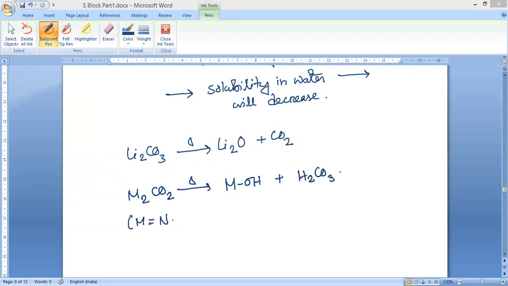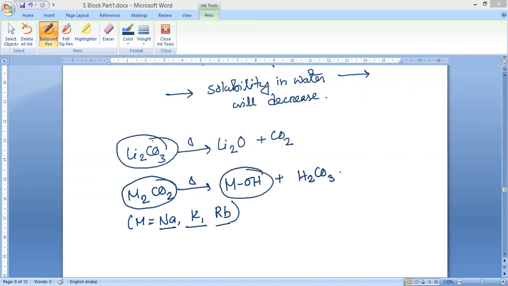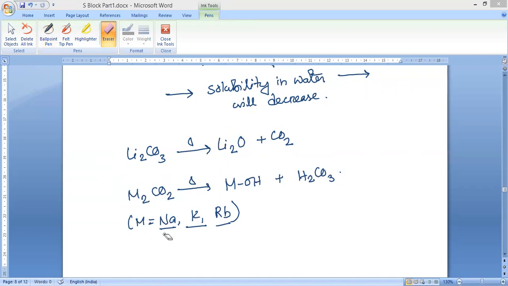यहाँ पे M है sodium, potassium, rubidium. Okay, so in case of sodium, potassium, and rubidium, when you heat the carbonate salts of them, it will convert into hydroxides. But in case of lithium, if you heat it, then it will convert into lithium oxide. So this is the difference. The most interesting thing is here. When lithium carbonate is heated, then it forms lithium oxide.